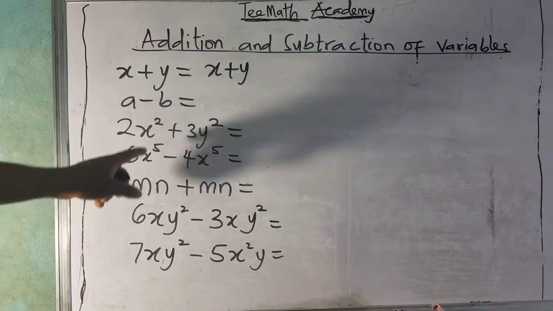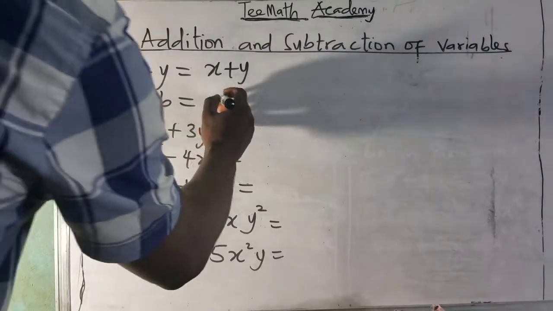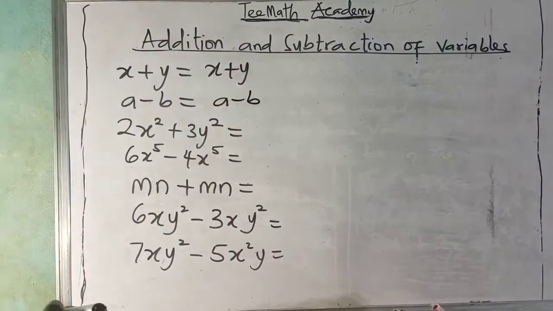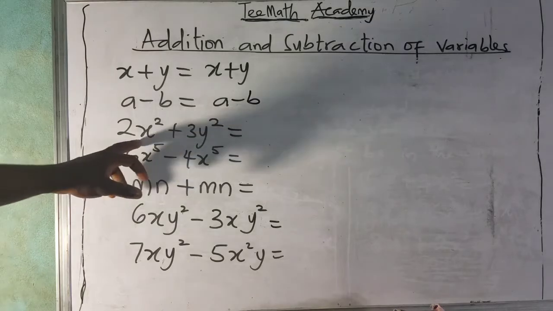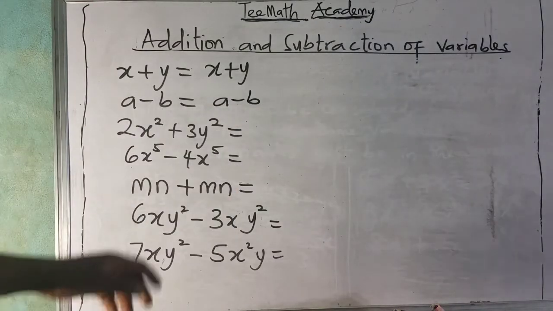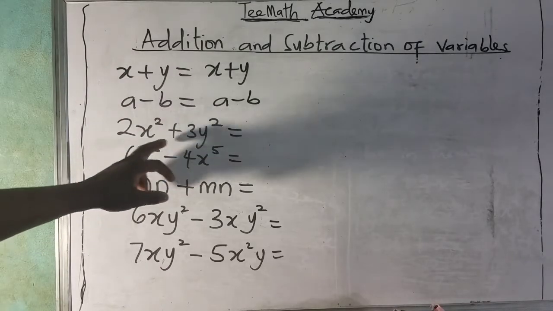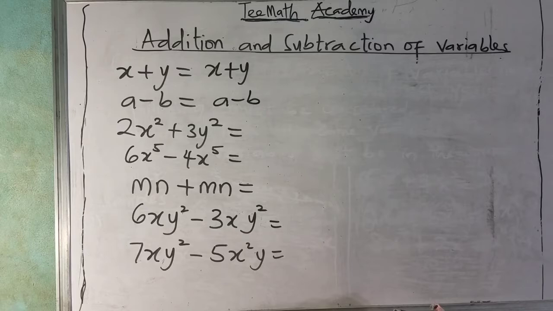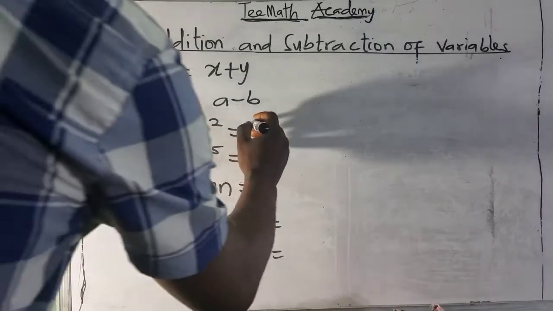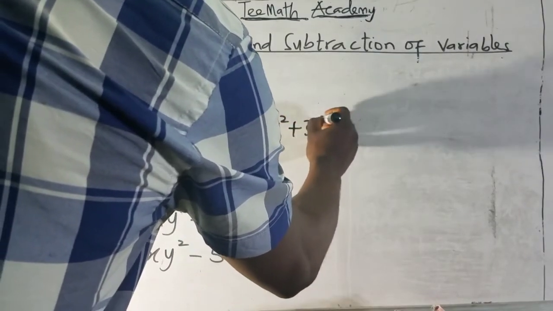The same thing is applicable here. A minus b. They are not the same thing, so you write it back. Look at this one: 2s squared plus 3y squared. They have the same power, fine. But the variables are not the same. There is nothing you can do. Those two laws must work together. So you write it back: 2s squared plus 3y squared.